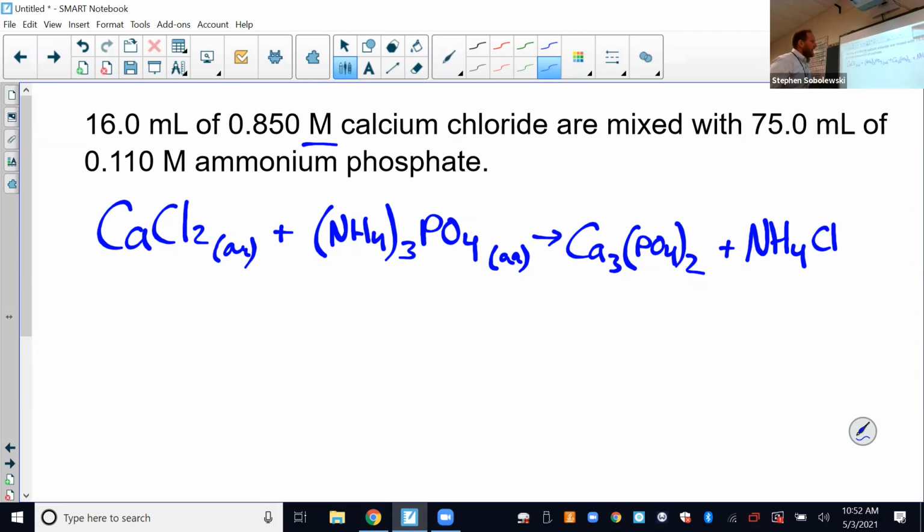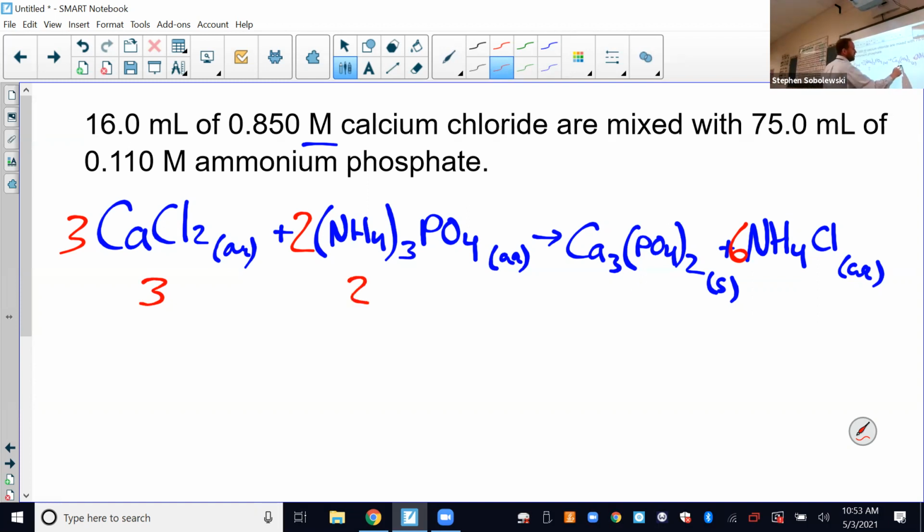All right, now we need to know the mass of precipitate that should form, so we need to know which of these is the precipitate. You use your solubility table, and you'll see that ammonium chloride is aqueous, and calcium phosphate is solid. Now we have to balance this out. 3 calciums, 1 calcium, so let's put a 3 there. 6 chlorides there, 6 ammoniums here, 2 phosphates, 2 phosphates. So we have a 3, 2, 1, 6 ratio.